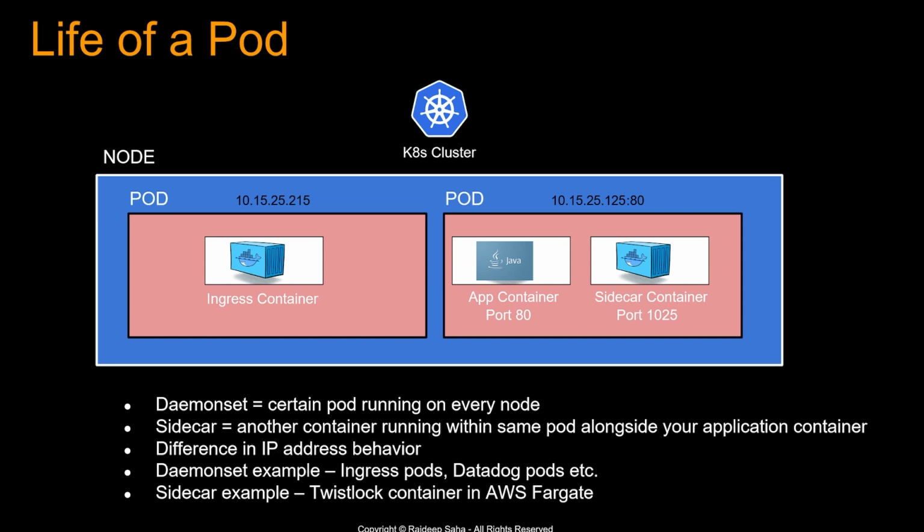The sidecar example would be the Twistlock container in AWS Fargate. Because there is no EC2 for you to manage in Fargate, DaemonSets are not possible. So if you need to use some sort of utility software such as Twistlock to scan, you need to use it as a sidecar configuration.